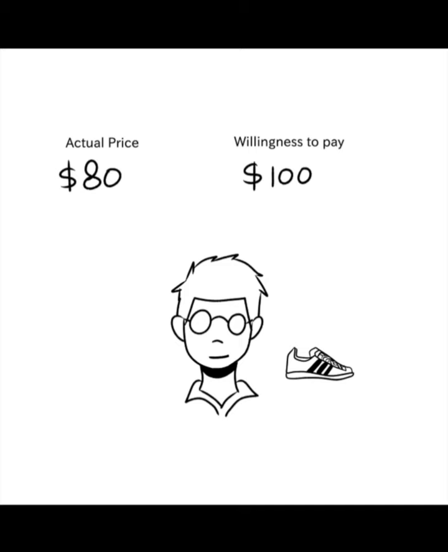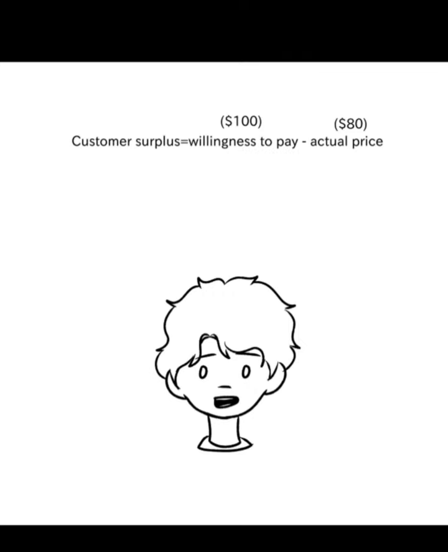You see that John paid $80 for the shoes, yet he's willing to pay $100 for them. The consumer surplus is the maximum amount the buyer is willing to pay, that is $100 in this case, minus the actual price, that is $80. That means that the consumer surplus is $20.